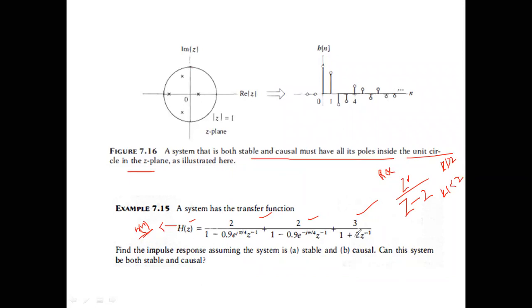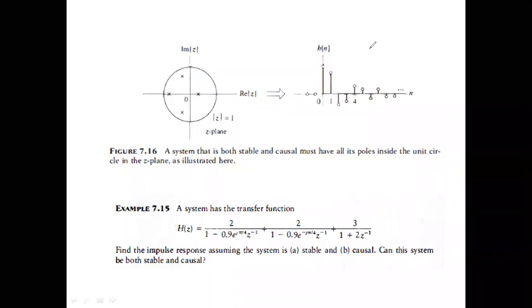So here the trick is they have not given the ROC. Instead, they say you get me the impulse response if the system is stable or if the system is causal. Will you try this? The answer is on the next page. But can you just take a time of 1 minute?